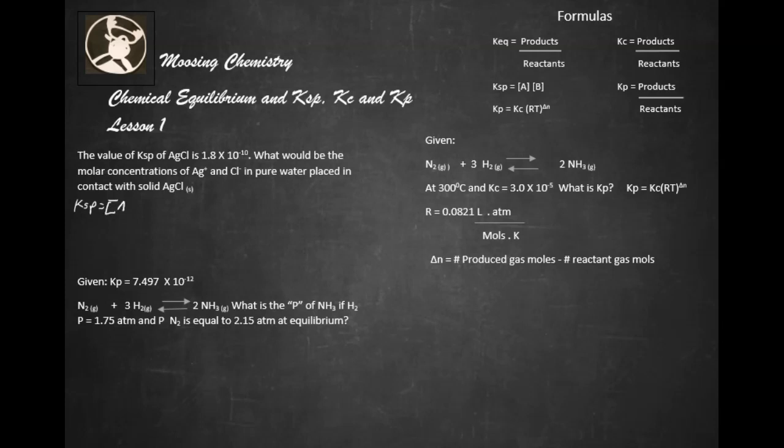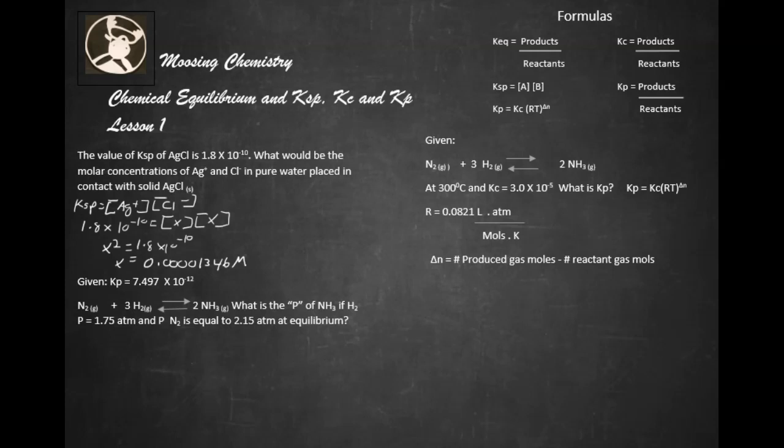equals Ag+ and of course Cl-. Okay, so we go 1.8 times 10 to the negative 10 equals x times x, right? So this would give me x squared equals 1.8 times 10 to the negative 10. Take the square root of both sides and you get x equals 0.0001346 molarity. All right, next problem.